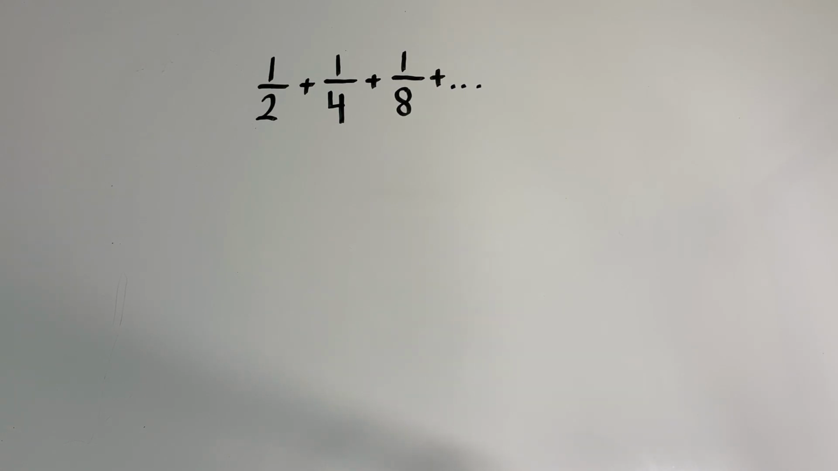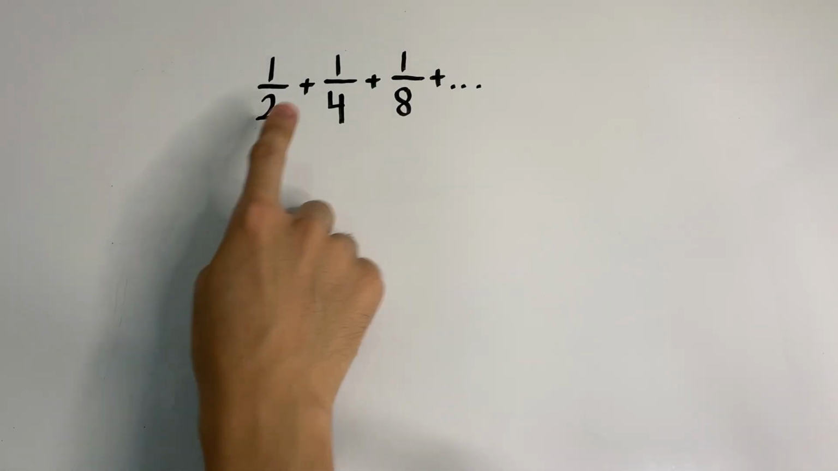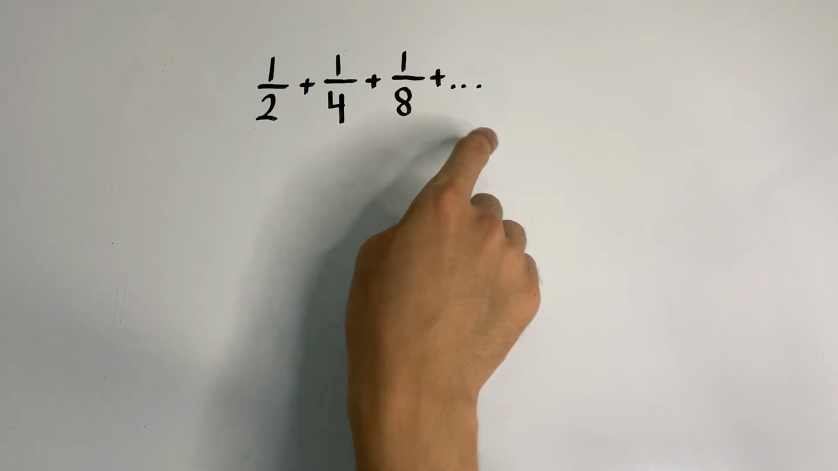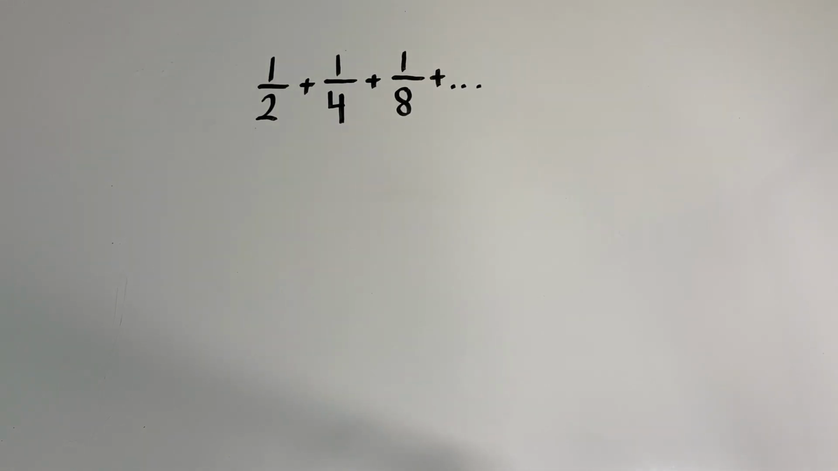So now it's time to take things a step further and move on to infinite geometric series. Now an infinite geometric series is just a geometric series that goes on forever. It has no end. So over here, you can see we have an infinite geometric series that goes 1 over 2 plus 1 over 4 plus 1 over 8 plus ... to infinity and beyond. And the big question is, what does this series evaluate to?